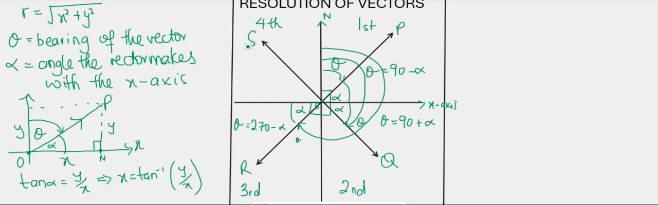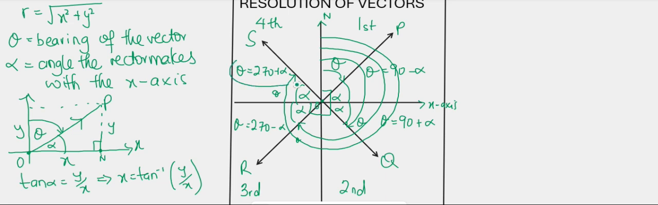Let's look at the fourth quadrant. This is a vector OS. And again, our alpha is the angle the vector makes with the x-axis. Our theta, we measure it from the north in a clockwise direction all the way to S. Okay, so that is our theta. So we see 90, we see 180, we see 270. If we add alpha, we get our theta. So for the fourth quadrant, we have 270 plus alpha.